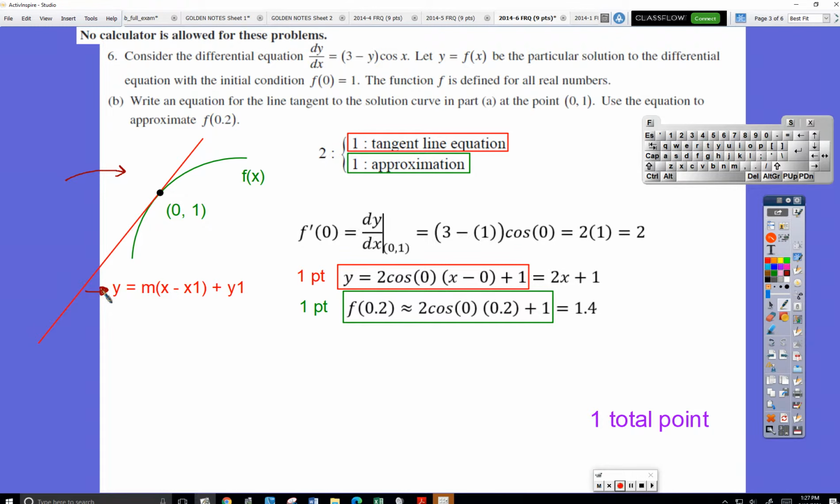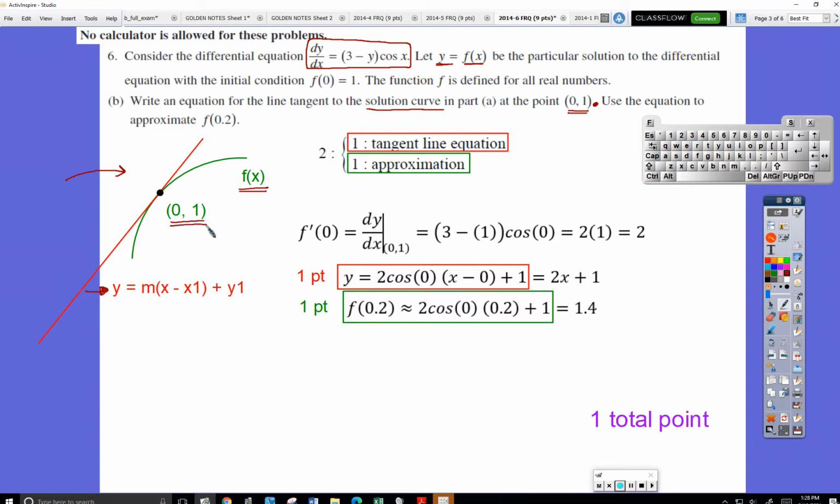Now I keep reading. To the solution curve. Remember, the solution curve is the formula y or f of x. That's the solution to the differential equation. So that's why I labeled this as f of x. Write an equation for the line tangent to the solution curve in part A at point 0,1. Stop, there's a period. So I need to do that. So I know the point here.